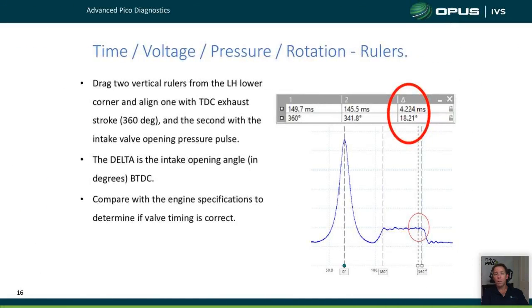There's our rule. Oh, look at that. It's nearly identical to the one we saw. How cool is that? Again, drag 2 vertical rulers from the left-hand lower corner, align one with top dead center exhaust stroke at 360 and the second with the intake valve opening pressure pulse. The delta is the intake opening angle in degrees, and there it is right there. Compare it with engine specifications to determine if your valve timing is correct.